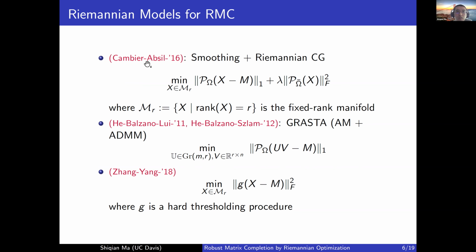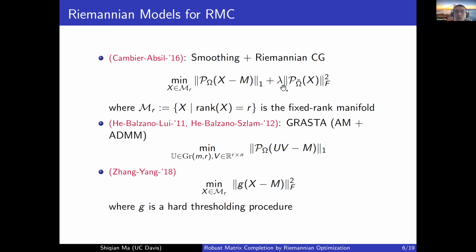For example, in this work by Cambier and Absil, they proposed to model the robust matrix completion problem in this way. Here, this part is a non-smooth function, the L1 norm. Basically, you are minimizing the L1 norm of the sparse matrix. Here you can see we are not doing any low rank factorization, so we're dealing with the low rank matrix X directly. This manifold is called the fixed rank manifold. It just imposes the constraint that the rank of X is equal to R, with R sufficiently smaller than M and N.